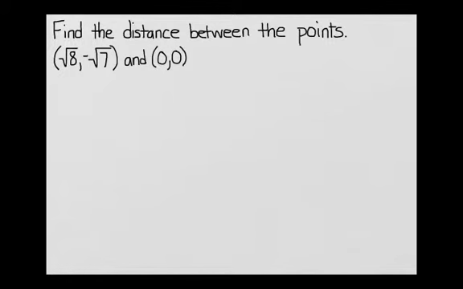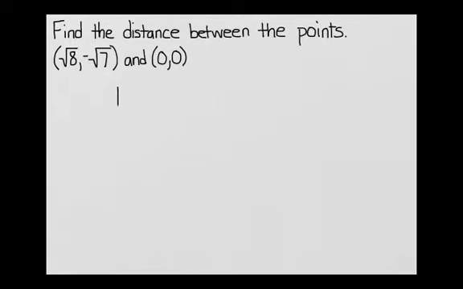In this video, we're going to do the following problem. Find the distance between the 2 points. The points we're given are square root of 8, comma, negative square root of 7, and 0, 0. We're going to do this problem using the distance formula.